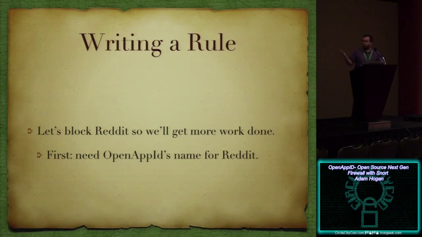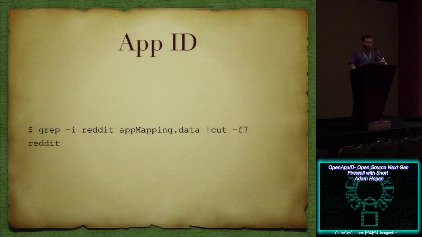So let's say we have to make the office a little more productive. We want a rule just to block Reddit, right? So if we want to stop people from using the site, we now have our identification in there. So let's write a rule that will actually drop all that traffic. Well, the first thing I need to do is know what OpenAppID's name for Reddit is. I mean, you could probably guess. There's not a lot of ways to write it. But maybe I don't know if there's a capital R or not. So I want to double check.